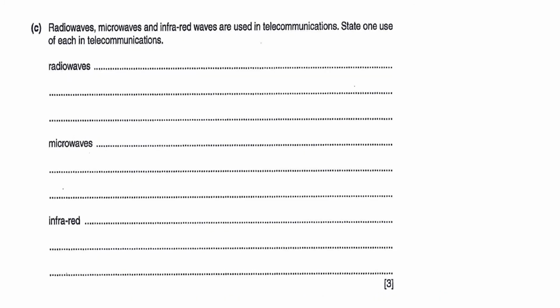Radio waves, microwaves, and infrared waves are used in telecommunications. State one use of each of these electromagnetic waves in telecommunications. What you need to be careful about in this question is that the specific use is in telecommunications. Therefore, you cannot state that the use for microwaves is, for example, in microwave ovens, nor intruder alarms, for example, for infrared waves. The use must be in the form of telecommunications.